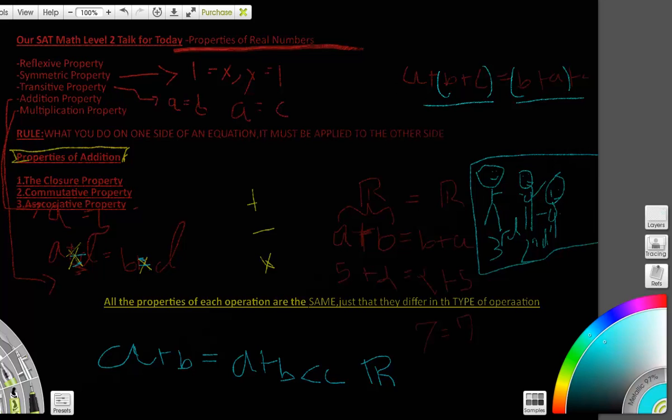So we have two more properties left, and from there I'm going to explain why all the properties do not change when you go to the next operation.